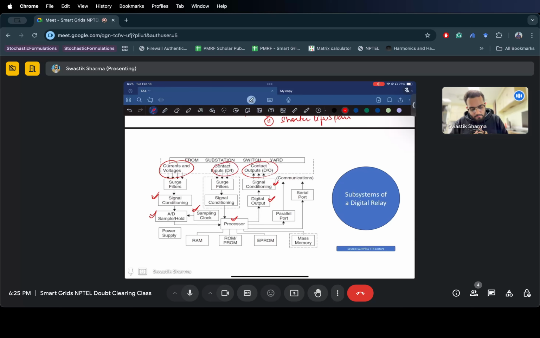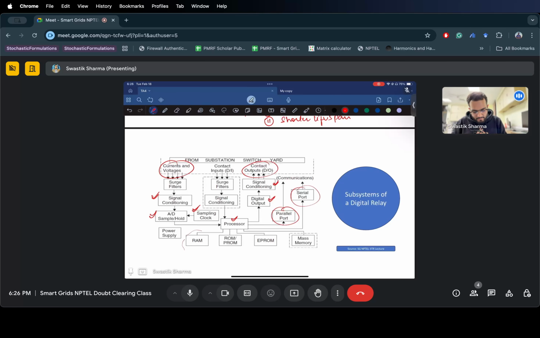Similarly, if there are digital input contacts available, for example, for any switch that has already been closed, the relay needs to monitor that as well. These are sent using these digital contacts. And we have parallel ports and serial ports for communication with personnel. They can use laptops and configured devices which can monitor the health of the digital relay.